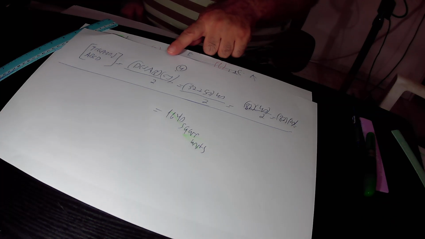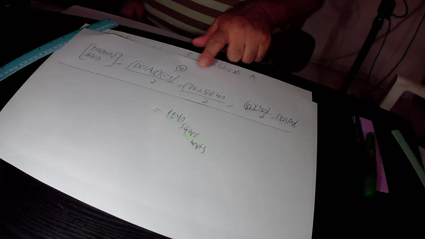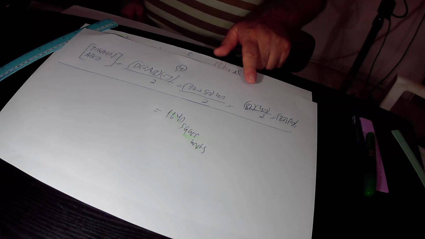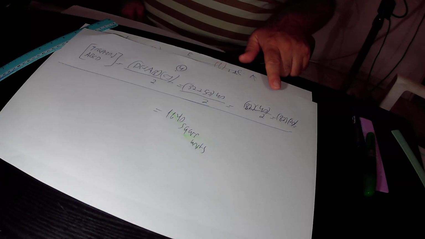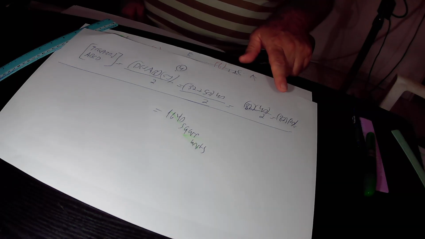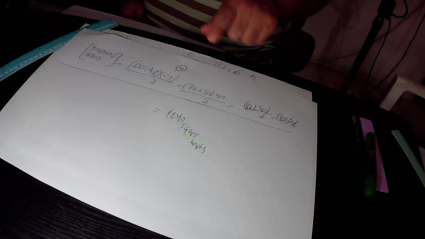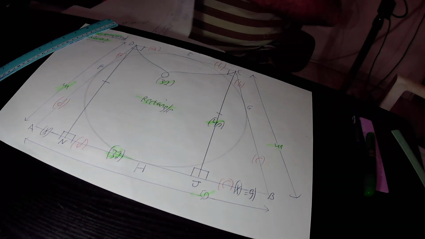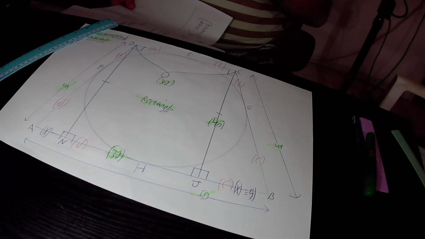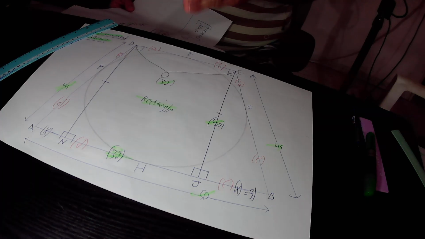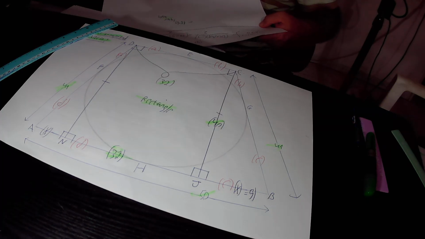DC is 32, AB is 50, CJ is 40, divided by 2. 32 plus 50 is 82, 40 over 2 is 20. So in total, the area of trapezoid ABCD equals 82 times 20. 82 times 20 is 1640 square units. So the area of this trapezoid ABCD, that is the area that we are looking for in this question, is equal to 1640 square units. So we finish with the first question.